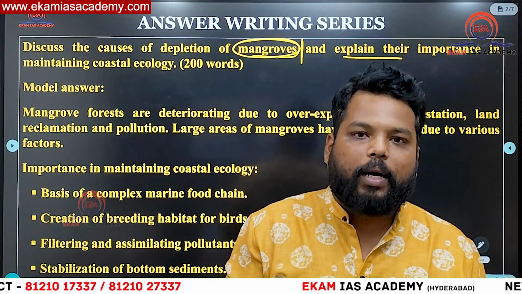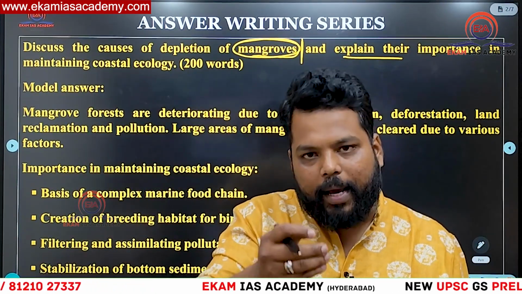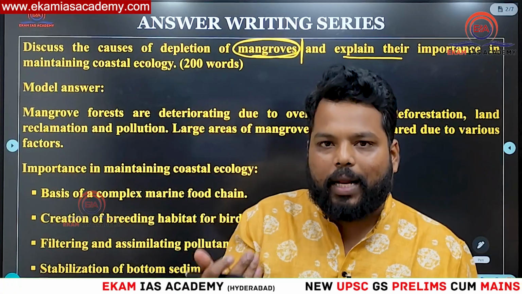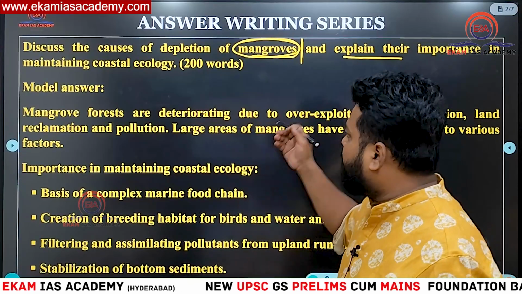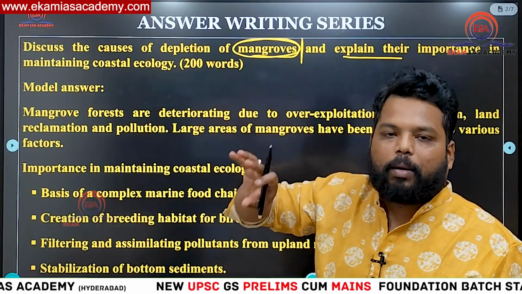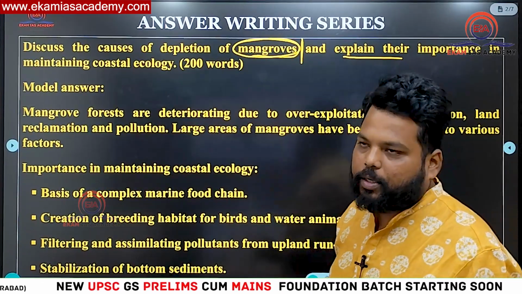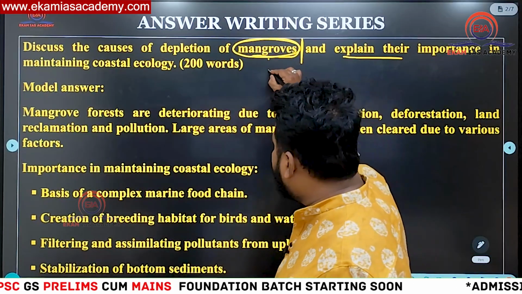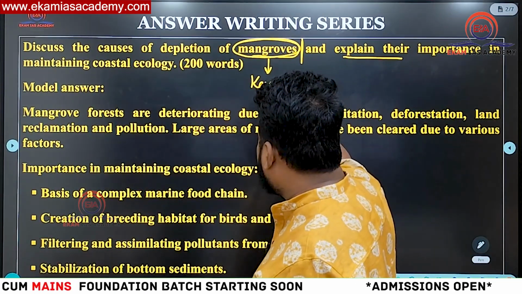So the question is of 2 parts. One part is regarding the causes of why these mangroves are depleting. Either because of human activities or because of natural calamities, we have to discuss it first. Then we have to see how their presence along the coast is helping us to maintain that particular region. So obviously, 100% it is true that mangrove is the keyword over here.